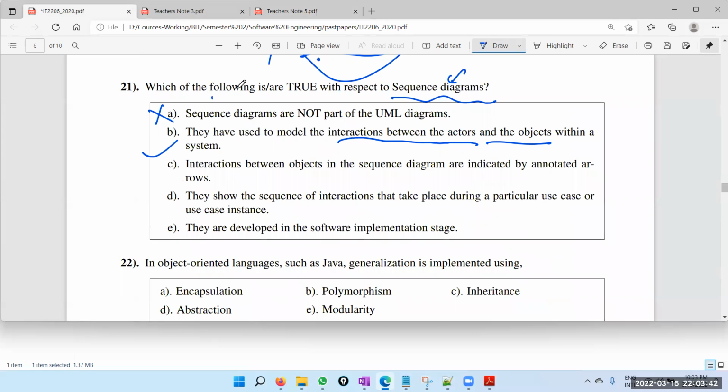Interactions between objects in a sequence diagram are indicated by annotated arrows. The arrows show the message going, the method message. Yes, they show the sequence of interactions that take place during a particular use case or use case instance. Yes, we draw a sequence diagram for major use cases. One diagram is for one use case. They are developed in the software implementation? No, they are developed in the designing stage, not in the implementation. Okay, so we'll take the true ones. We'll take B, C, and D. Okay. 21.